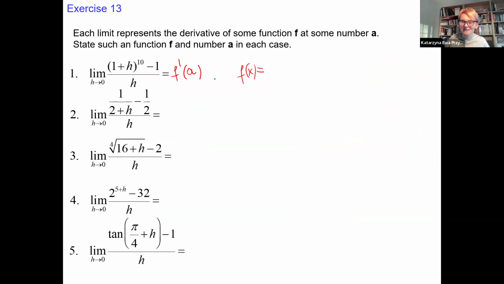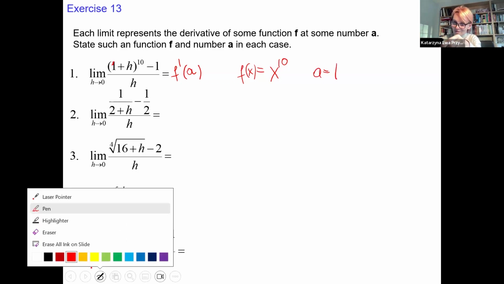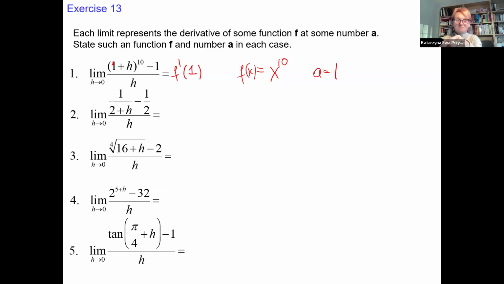Okay, Lara, what did you say? Yes, it's definitely x to the power of 10. Really good. And the a value is 1. I can say 1, or I can even remove this, because that's perfect. That's what I want. Okay, next one.